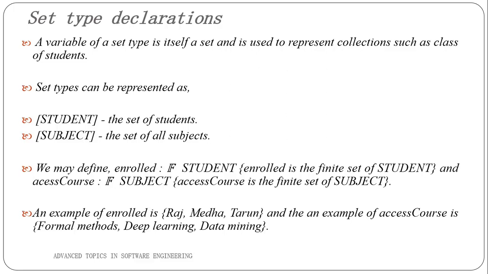A finite set is a set whose elements are countable, and similarly we have defined another finite set as access codes that belongs to the set type Subject. So access codes is the finite set of Subject. For example, the enrolled set may be something like Raj, Medha, Tarun, and an example of access codes is formal methods, deep learning, and data mining.